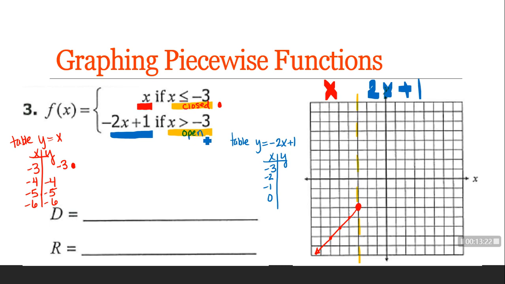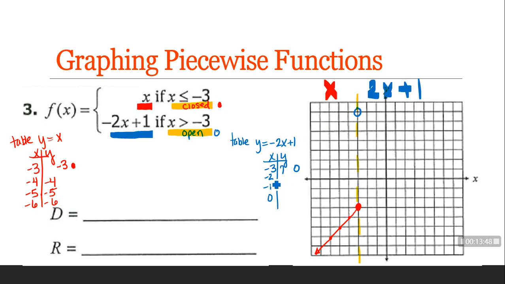So this is an open circle. That means the very first point on that little boundary line that I kind of drew, that's got to be open. Okay, now look at your table. When x equals -3, you should have a y value of +7. So at -3, +7, you should have an open circle.